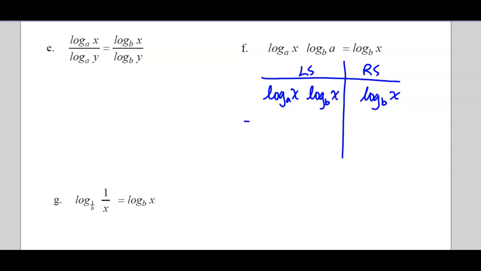So if I do that, use your change of base formula. I'm going to replace this with log base B. In that change of base formula, the original argument stays, and the denominator argument is the original base.